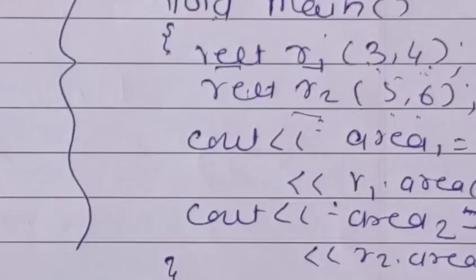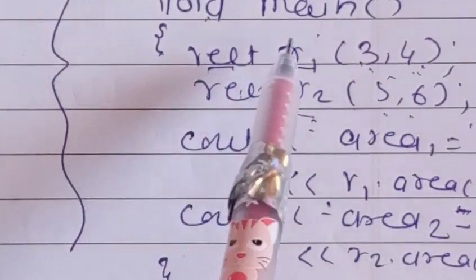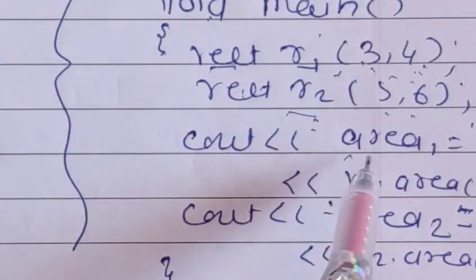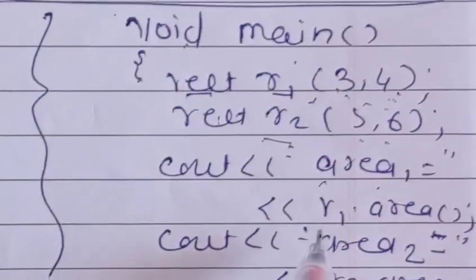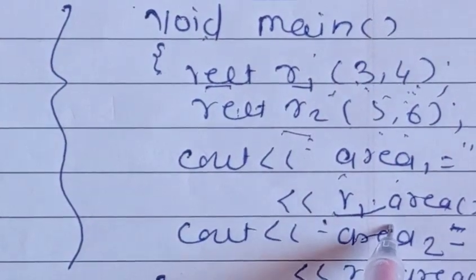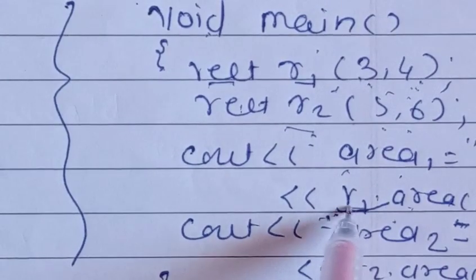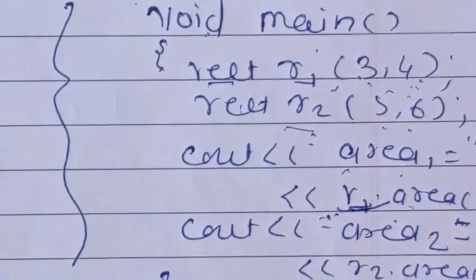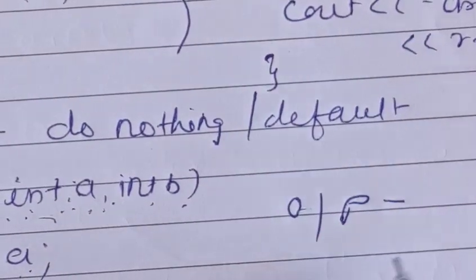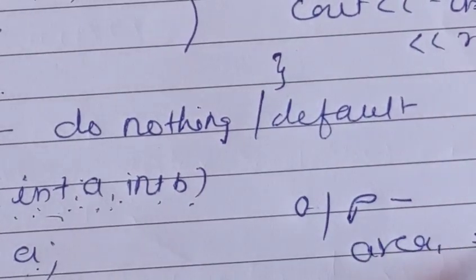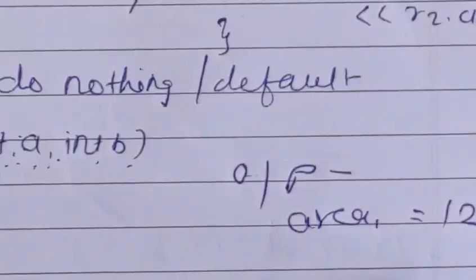Now next we are displaying area 1. For object 1 we are passing values 3, 4. So we are displaying area, and what we are calling here is the function area, r1 dot area. For which object you are calling the function, you have to specify the object name. Now what will be the output for this one? 3 into 4, that is area 1 equals 12.